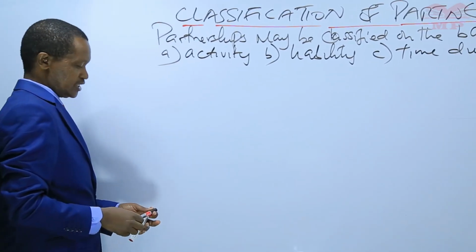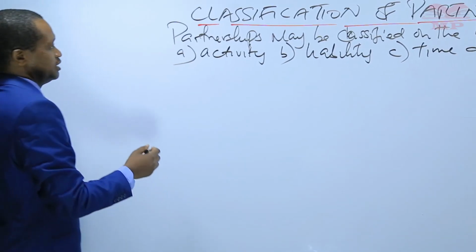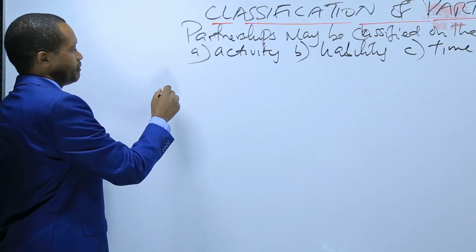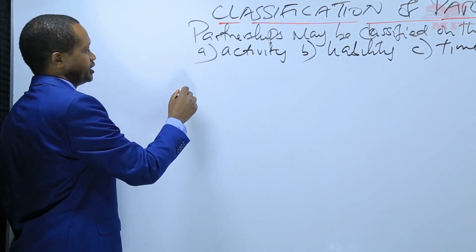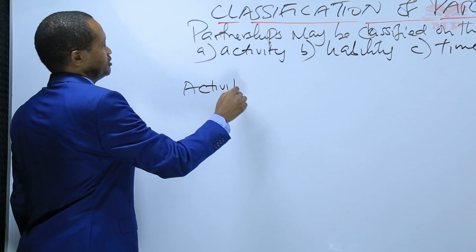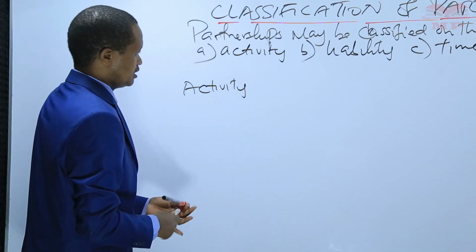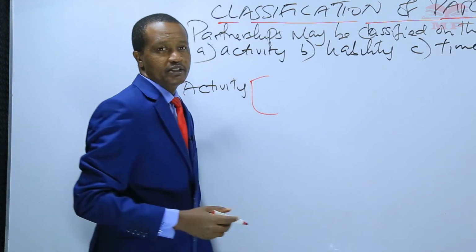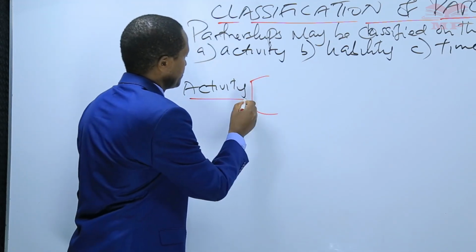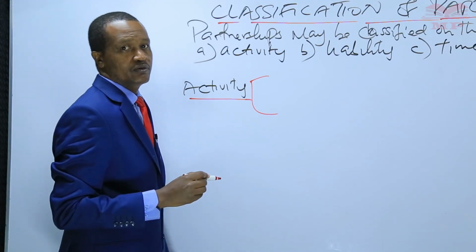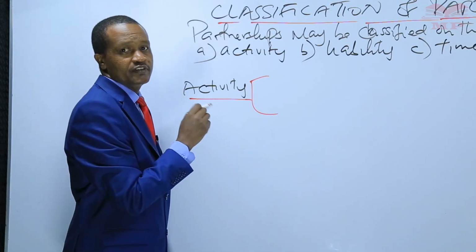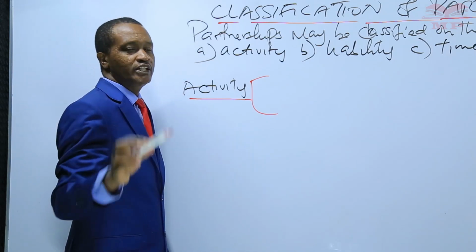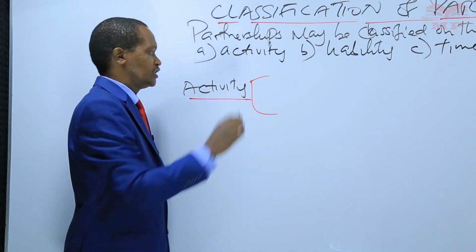On the basis of activity. Now, on the basis of activity, how do we classify partnerships? We've said this is the first basis. The first basis is activity. Under this mode of classification, partnerships are put into two categories. That is the trading partnerships and non-trading partnerships.